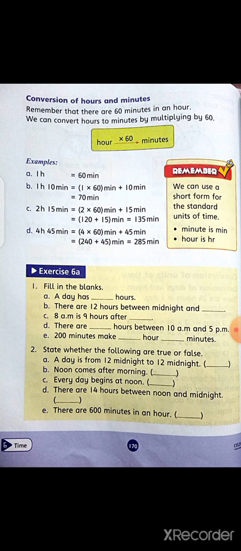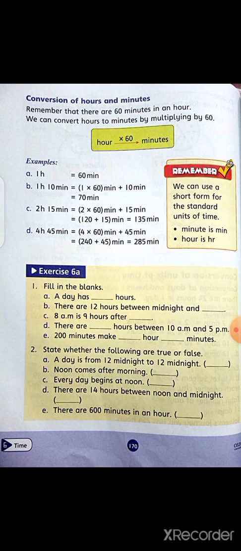In question number 2, you have to state whether the following are true or false. A day is from 12 midnight to 12 midnight. Is it correct? No, it's false. So the correct statement is: a day is from 12 midnight to 12 noon. Here it is written 12 midnight to 12 midnight. That is false. In the same way, you will do all the parts.